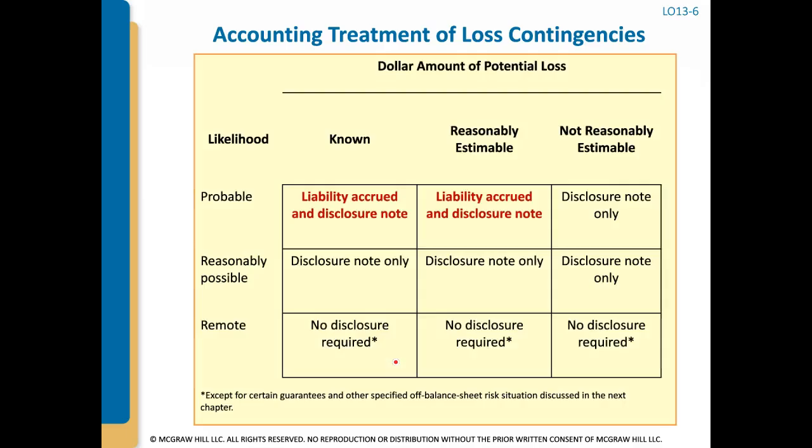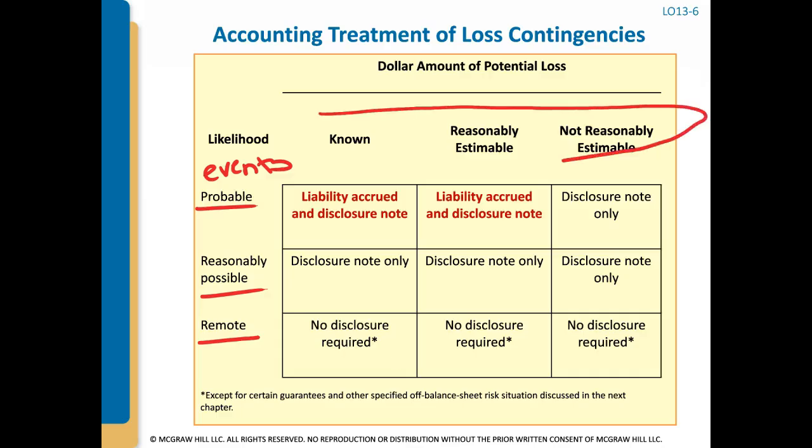So then you have to look at the dollar amount. Here, this is for the events. You have to look in this column: is the event probable, is it reasonably possible, or is it not likely to happen, so it's remote, right? So let's just think about a lawsuit. Now, if the lawsuit is probable, and then here, these are the dollar amounts of the potential loss, the potential amount that the company would have to pay out. If the event is probable and the dollar amount is known, then the liability has to be recorded and a disclosure note describing what it's for.